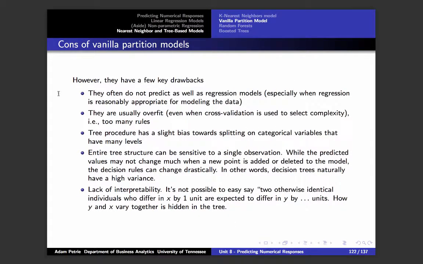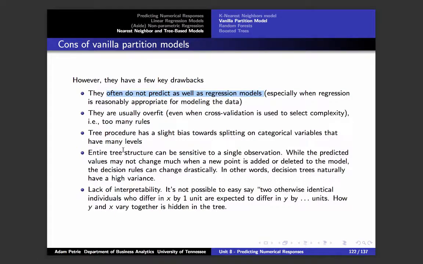There are a few cons, though, is that even though we like a lot of their properties, they often don't predict as well as regression models. So that's a little bit too bad, but that's where random forests and boosted trees come in as an improvement here. So there are a few cons.